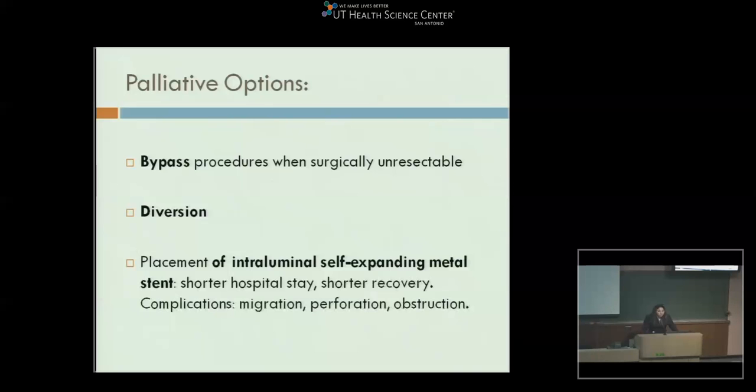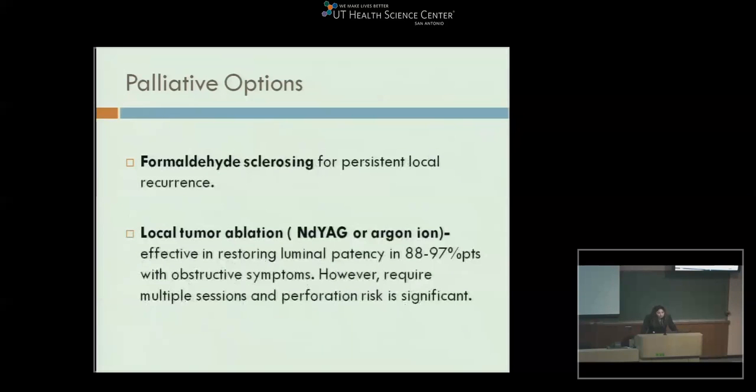Other forms of palliative options include formaldehyde sclerosing for persistent local recurrence. This at least keeps the patient from bleeding as well as from getting obstructed. And local tumor ablation, where you can use, for example, argon ion. This is actually pretty effective. It restores luminal patency in approximately 88 to 97% of patients that have obstructive symptoms but not a complete obstruction. However, it does require multiple sessions, and the more you do it, the higher the risk of perforation.